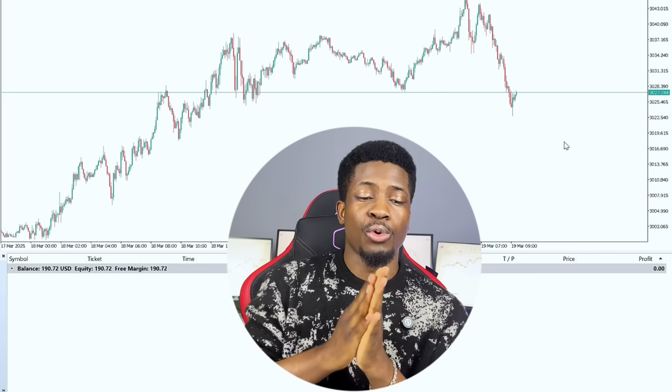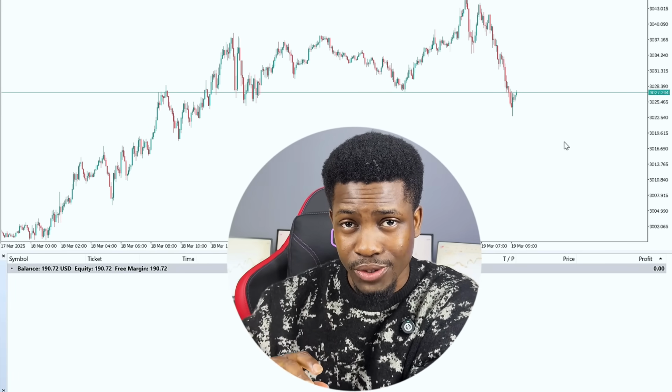I have just a $190 account here, and I'll be trying to trade it using my support and resistance combined with my rejection candlestick, and that's all I'll be using. Leverage will be 1 to 2,000, and I'll be setting a timer to see how long I'm trading for. All right, okay guys, so what we'll be trading today is gold.